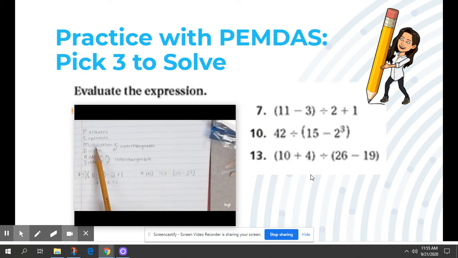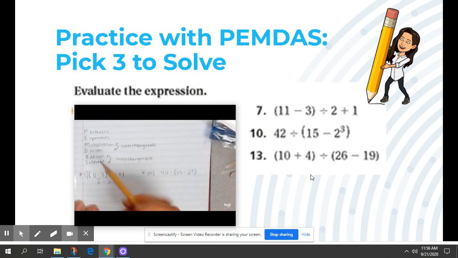Now I'm looking for multiplication or division. Remember, these are interchangeable. Do I see multiplication or division? I do right here. So 8 divided by 2 is going to be 4. Then I'm going to drop down plus 1. Now I do addition or subtraction. I do this problem right here. 4 plus 1, 5. So my final answer is 5.